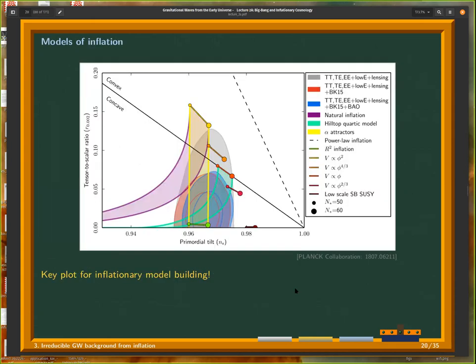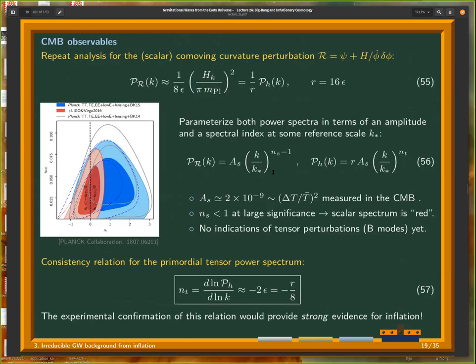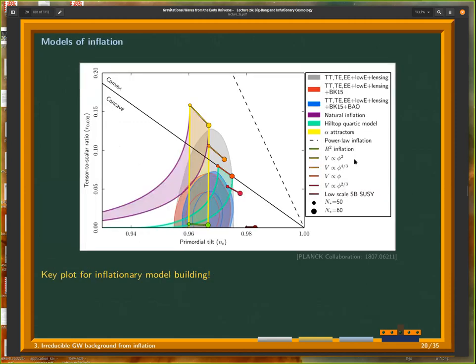All right, so I just want to show this plot here. We can also look at constraints on n_s versus r. This is what you can see here, the latest Planck constraints on n_s versus r. And this is really a key plot for inflationary model building. This is where all the interesting things go on.